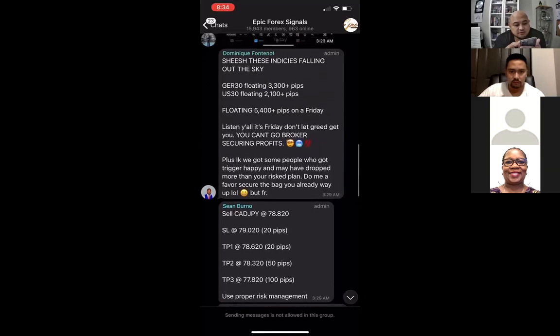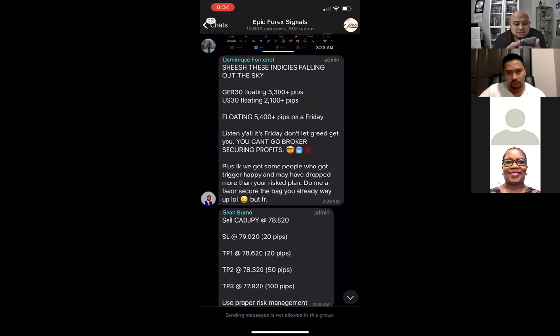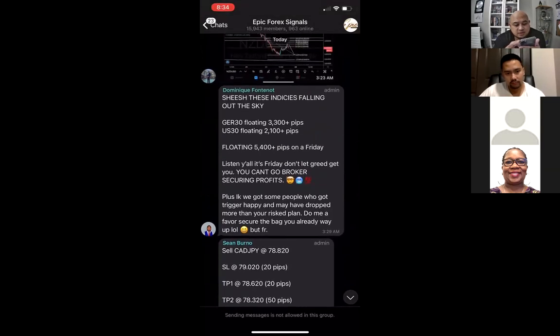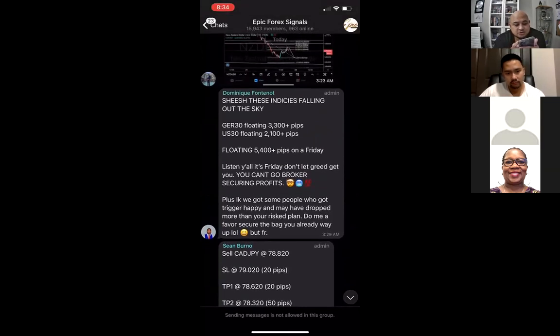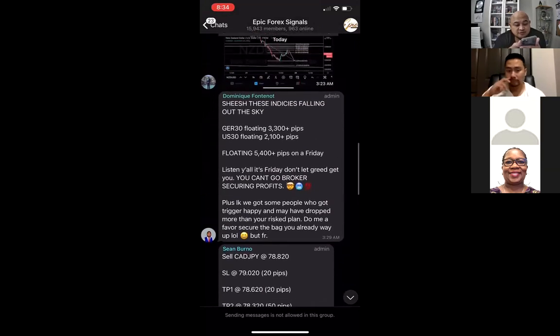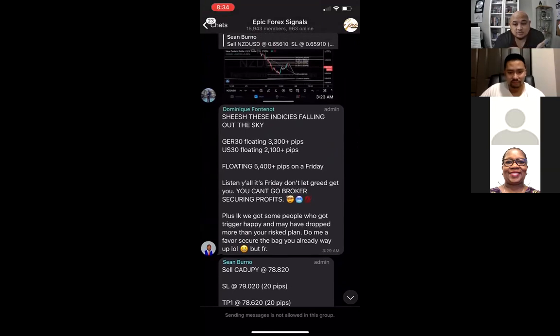If you look, you'll see some losses, but at the end of the day, look at what Dominique put on this one. 3:30 a.m., JUR 30 floating at 3,300 plus pips. That's a lot. US 30 floating at 2,100 plus pips. Floating 5,400 plus pips on a Friday. This was last night when we were on.